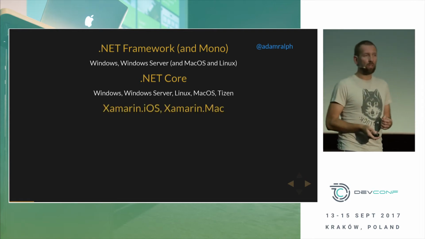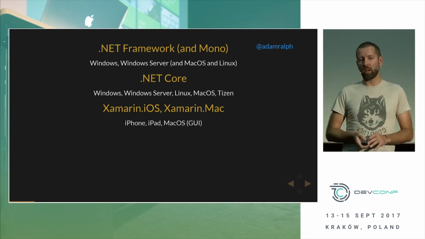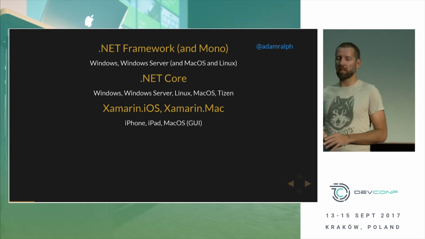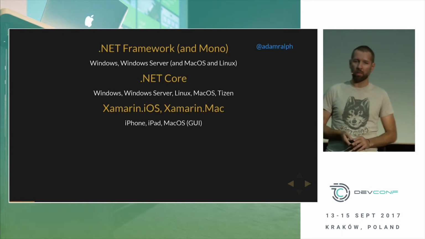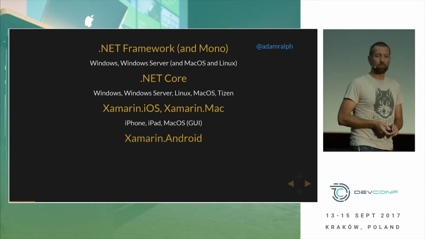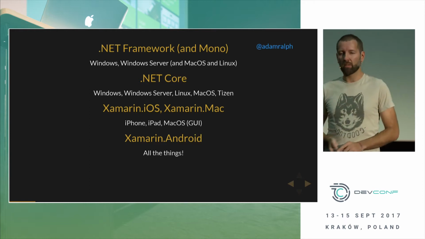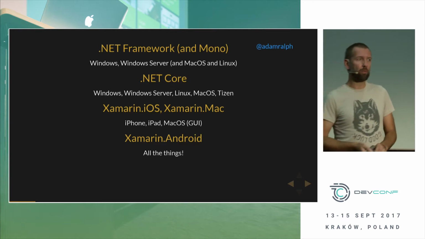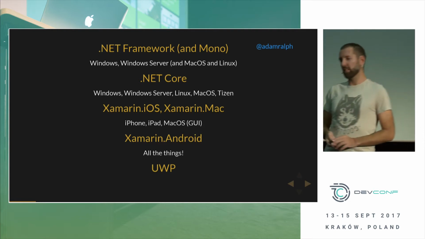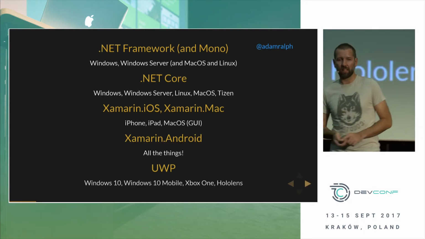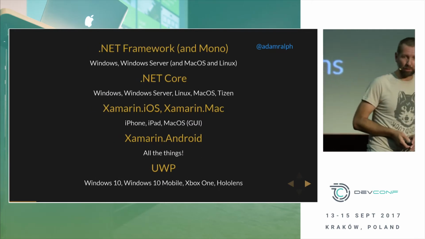Then Xamarin came along, and you can now run .NET code on iPhone, iPad, and Mac OS. This is Mac OS with a GUI because .NET Core doesn't really come with a GUI on Mac. Xamarin Android for running it on Android, which runs on all too many things to list here. And UWP, none of the things. No, that's a lie. It does run on a few things. So Windows 10, Windows 10 Mobile, Xbox One, the HoloLens.